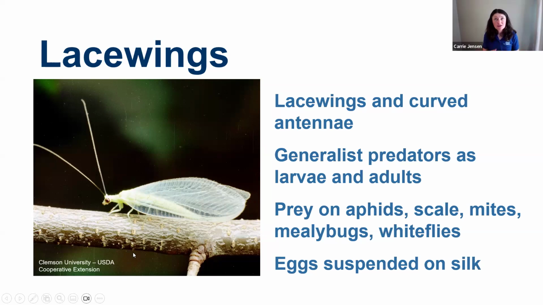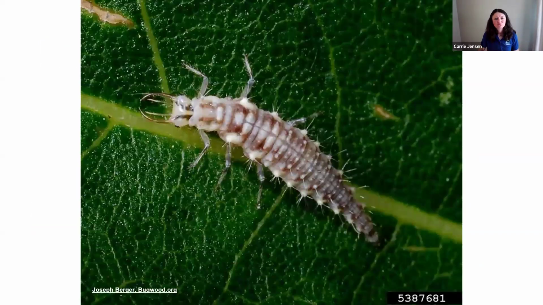So there's another video that I will send the link to at the end where you can watch where they lay their eggs. So if you see this little silk thread with an egg on the end of it, it's probably lacewing eggs. They're really cool. And this is what the larvae look like. And yeah, voracious eaters.